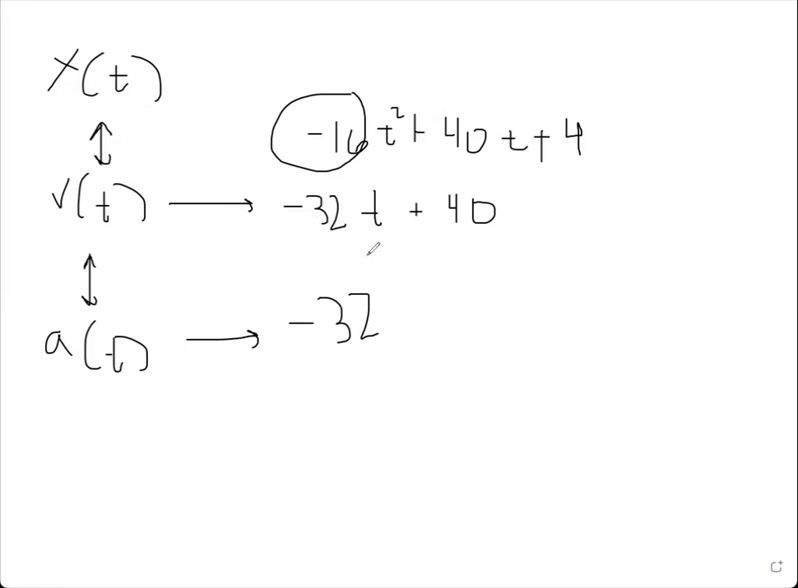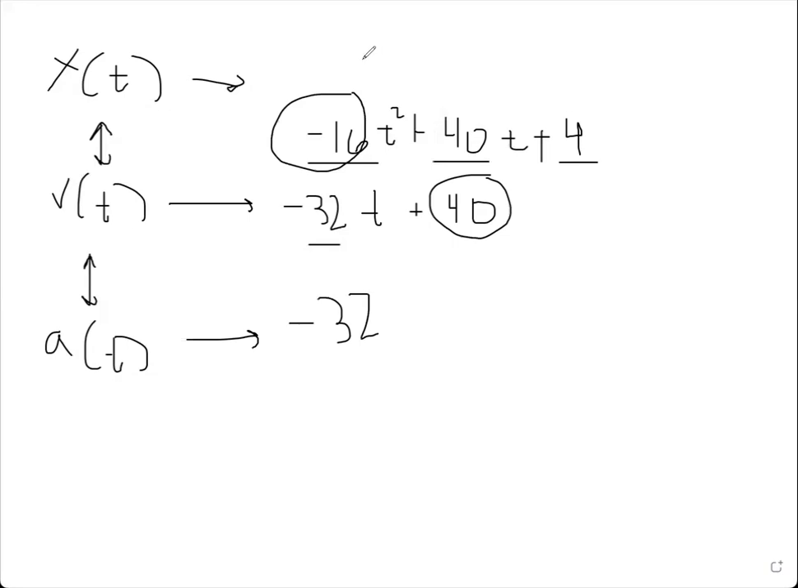The velocity is negative 32t plus 40. So this is the initial velocity. This is the acceleration. And finally, for the position, this is 1/2 of the acceleration. This is the initial velocity, and this is the initial position. So those are some things you should keep in mind.